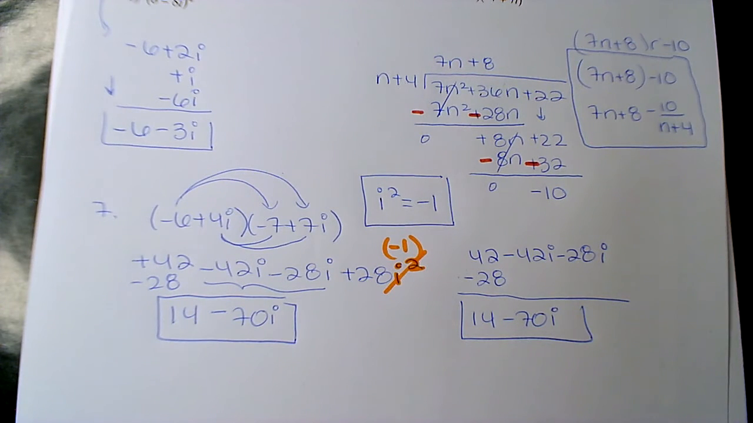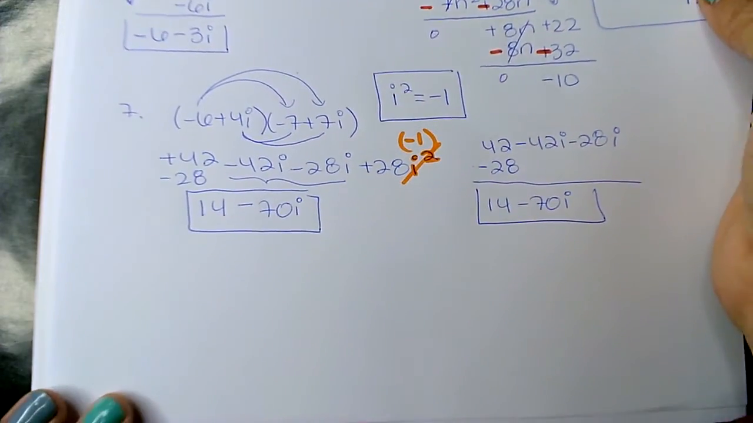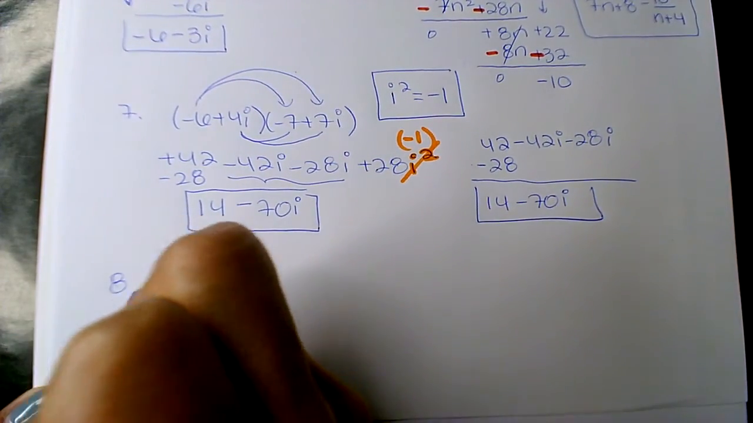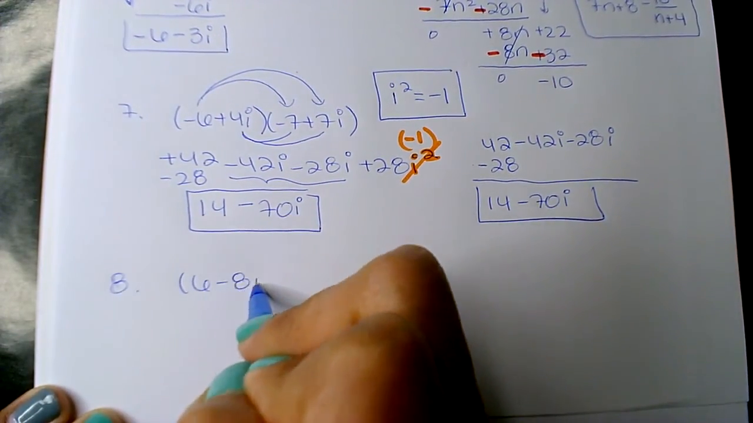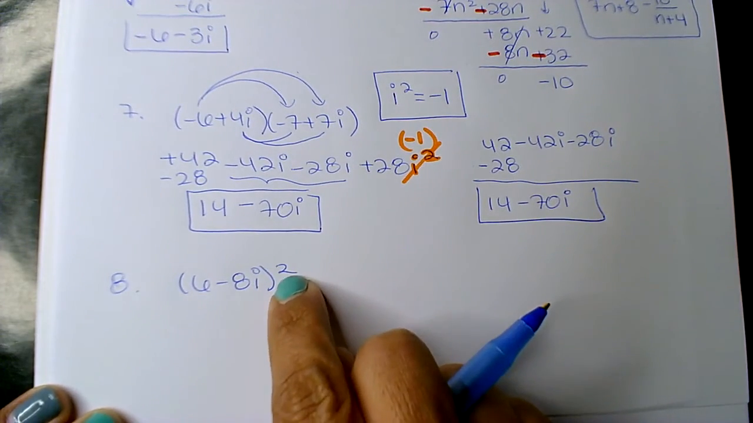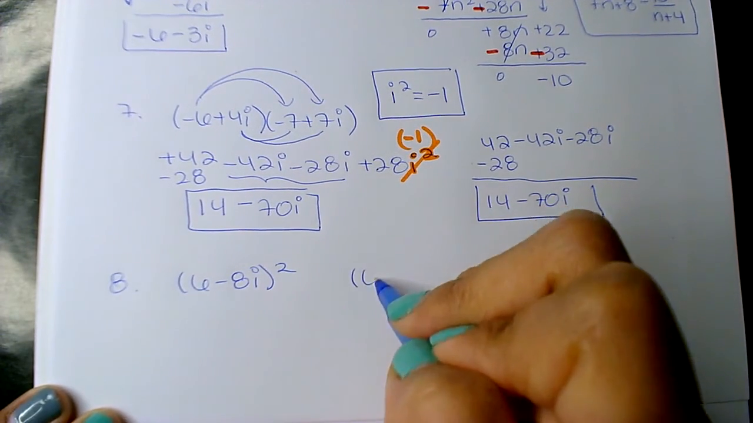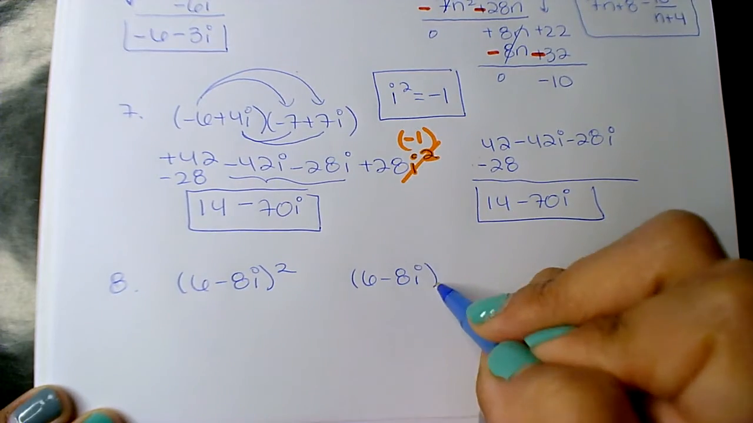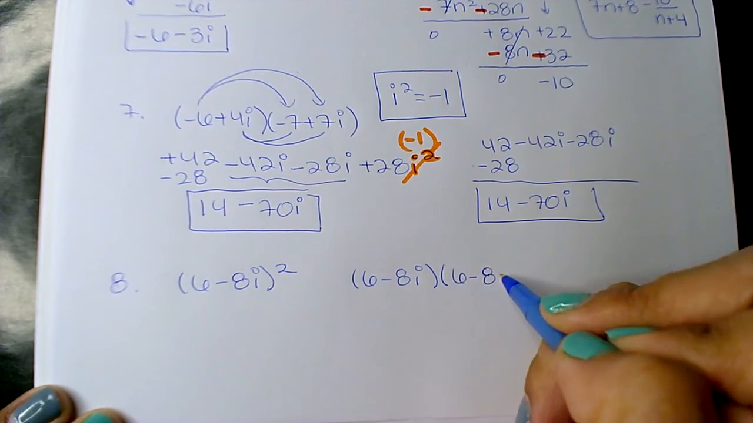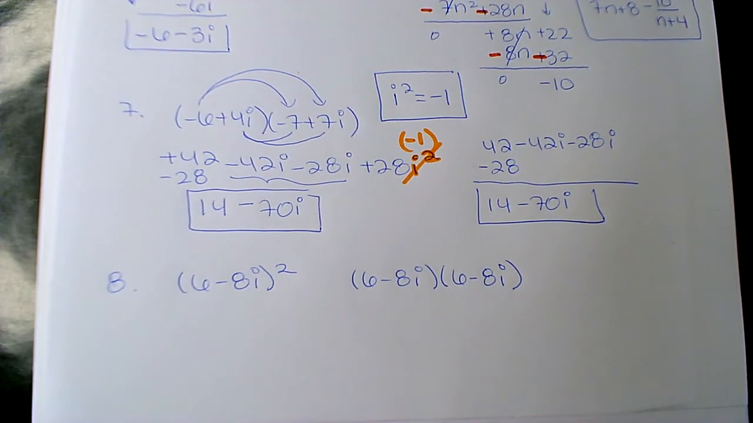Okay, lastly, 8. Remember, that little square means it exists twice. There's 2 of the base. And so now you just distribute. Keep going. All right.